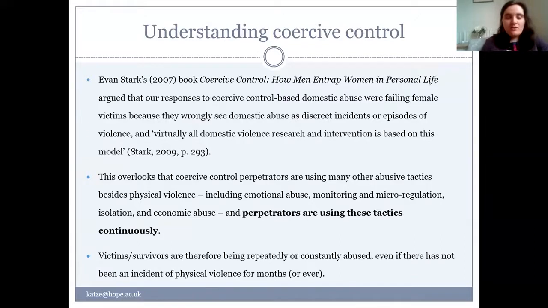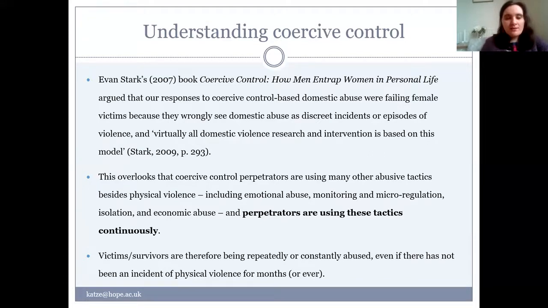And this overlooks that coercive control perpetrators are using many other abusive tactics besides physical violence. They're using emotional abuse, monitoring, and micro-regulation. They're using isolation and economic abuse, and they are using these tactics continuously. So victims and survivors are therefore being repeatedly or constantly abused, even if there has not been an incident of physical violence for months or ever.